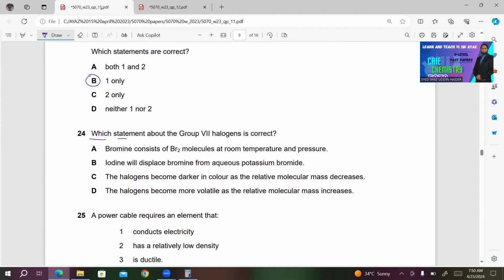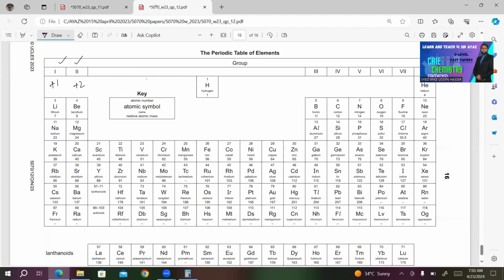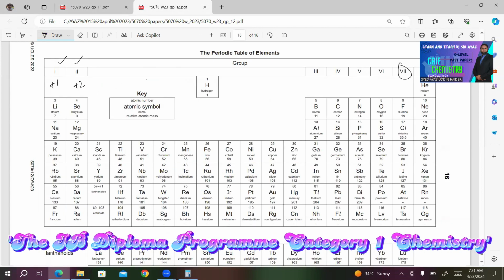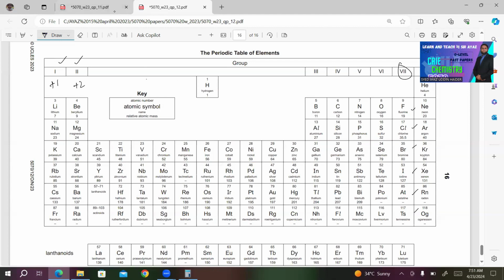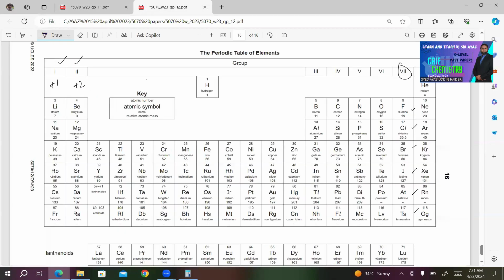24. Which statement about the group 7 halogens is correct? Here are the halogens. Fluorine, chlorine, bromine, iodine, astatine, tennessine. Bromine consists of Br2 molecules at room temperature and pressure. This looks correct to me because all of these exist as diatomic and they are in the molecular form at room temperature and pressure. You have F2, Cl2, Br2, I2, At2, Ts2, sorry.